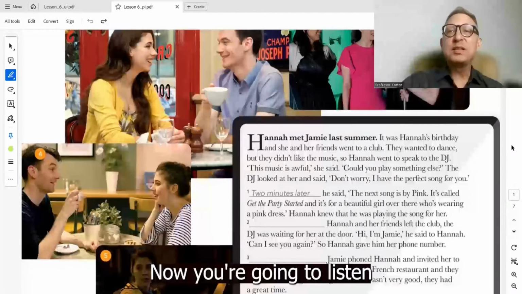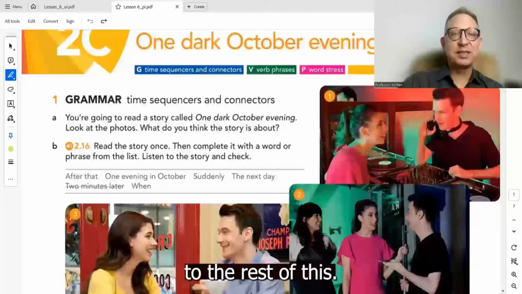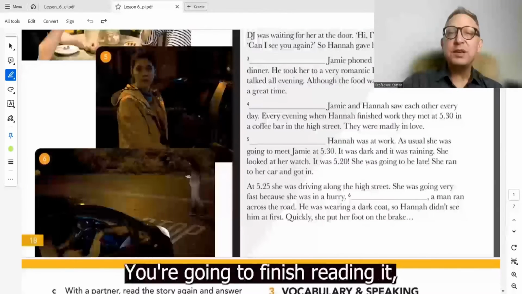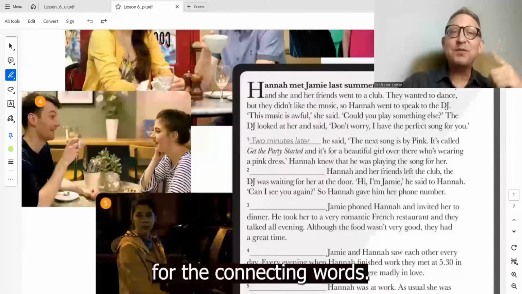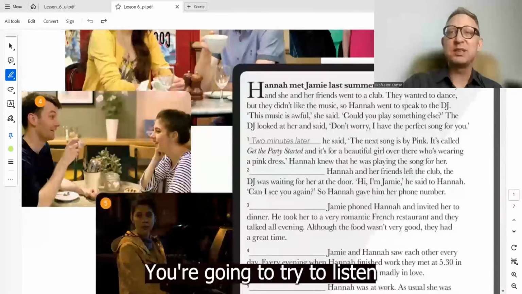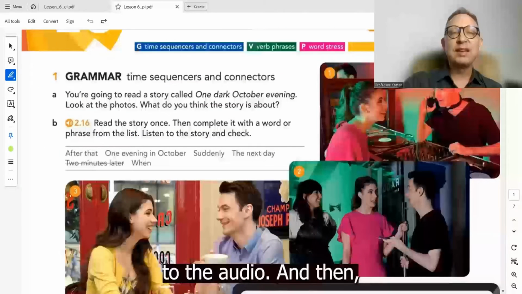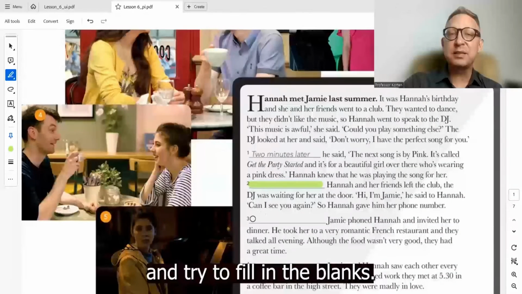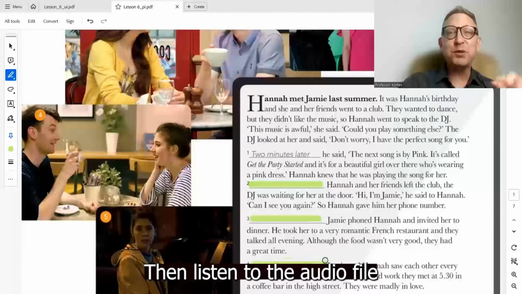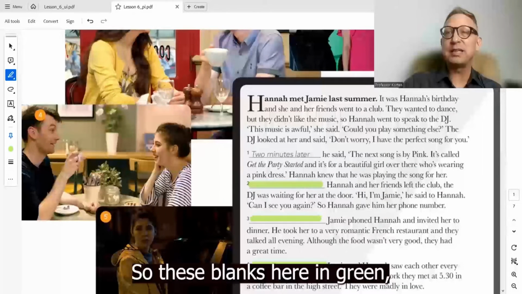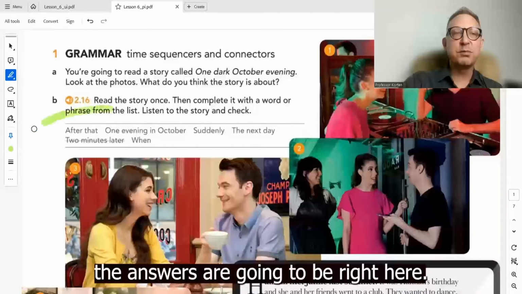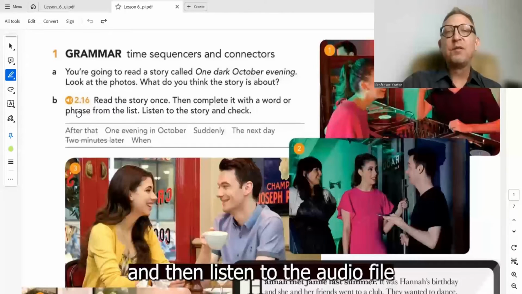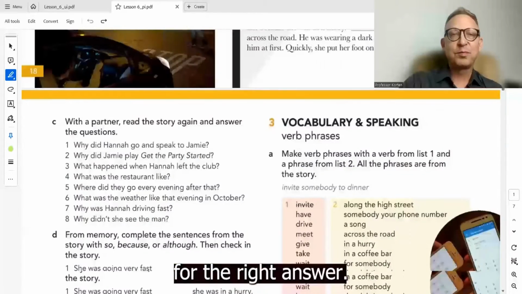Now, you're going to listen to the rest of this. You're going to read it. I'll read more of it here. You're going to finish reading it, and then you're going to listen for the connecting words. First of all, you're going to read it and try to fill in the blanks, then listen to the audio file for the answers. So these blanks here in green, the answers are going to be right here. So you have to fill in the blanks and then listen to the audio file for the right answer.